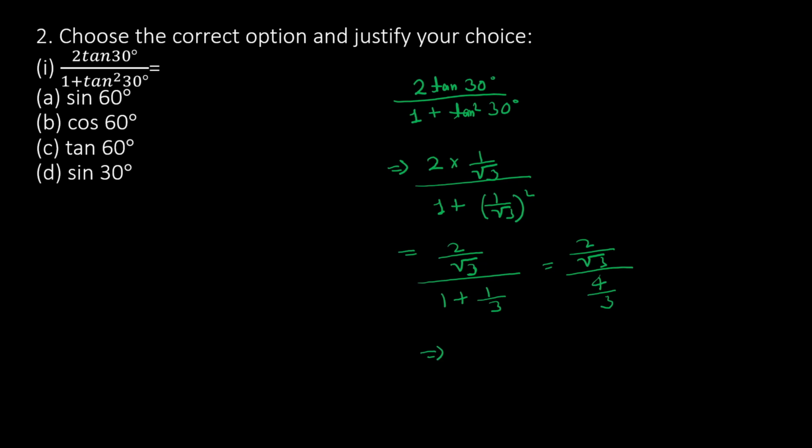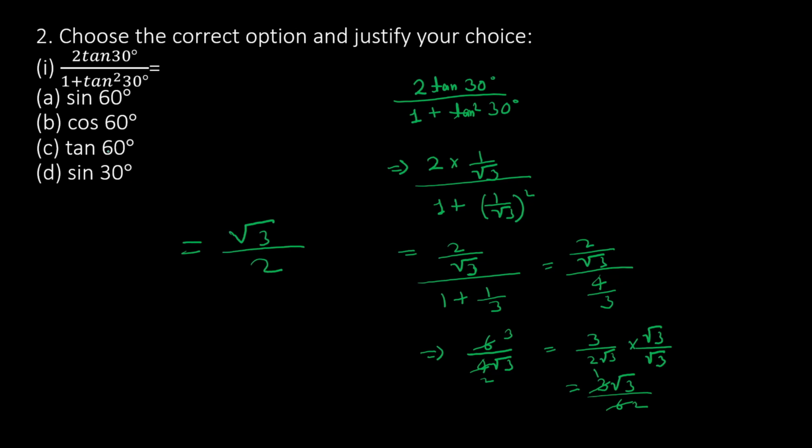Now we will solve further. 3 times 2 is 6, 6 upon 4 root 3. Now we will reduce it. 2 threes are 6 and 2 twos are 4. It comes out as 3 by 2 root 3. And now we will also rationalize it, multiplying by root 3 upon root 3. 3 root 3 upon 2 into 3 equal to 6. 3 cancels with 3. What does it come out as finally? It comes out as root 3 by 2.